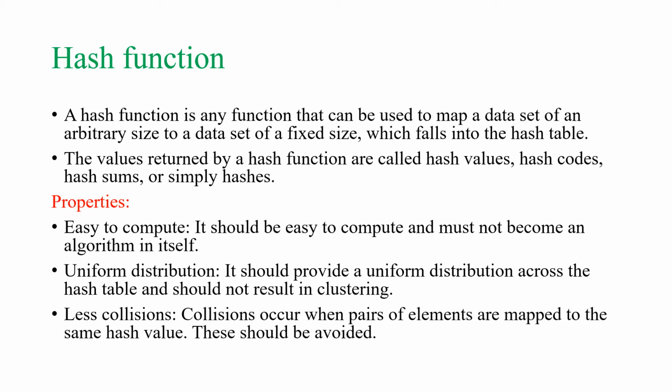What are the properties of a hash function? It should be easy to compute. It should be easy to become an algorithm in itself. Uniform distribution: it should provide a uniform distribution across the hash table and should not result in clustering. Fewer collisions: collisions occur when a pair of elements are mapped to the same hash value. This should be avoided.